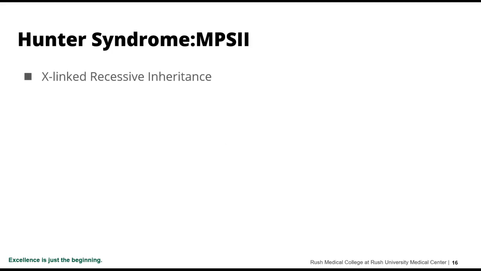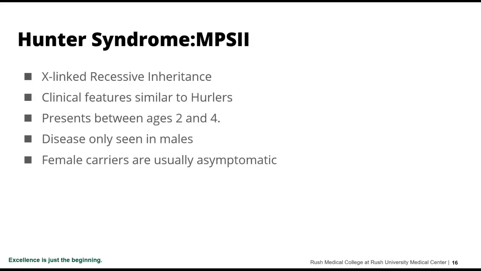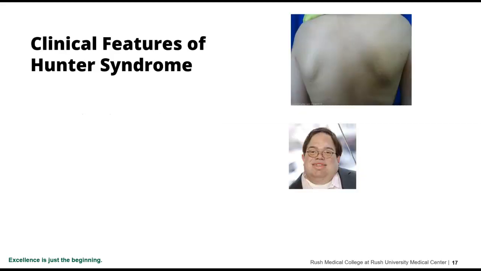Hunter syndrome is MPS 2, so mucopolysaccharide disorder 2. It's X-linked recessive. It looks very similar to Hurler's. Presents a little bit later, between 2 and 4, and the disease is only seen in males. Female carriers, so if they have 2 X chromosomes, just one working, even with X inactivation, results in no symptoms.